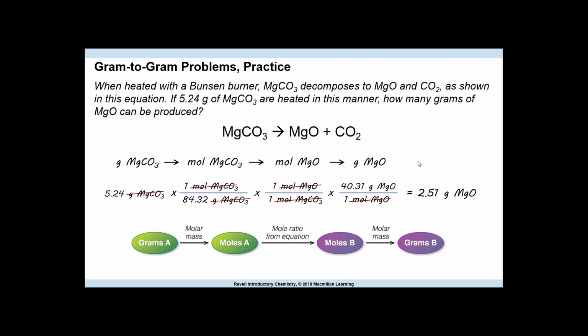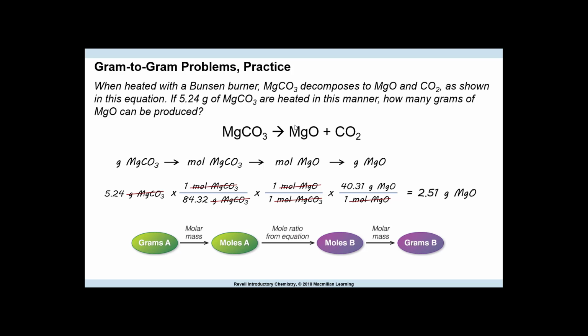So what is this asking? This is asking that we start with 5.24 grams of magnesium carbonate, and it's heated. It then decomposes to magnesium oxide and CO2. So if we have this amount, it's asking how many grams of magnesium oxide were produced. So we first must convert the grams of magnesium carbonate to moles of magnesium carbonate. Then we relate these moles to magnesium oxide and then convert to grams of magnesium oxide.